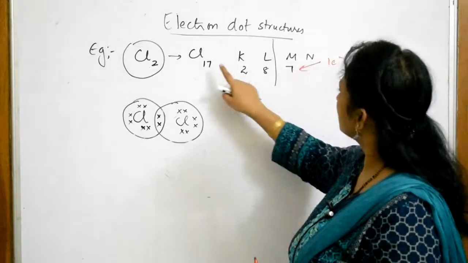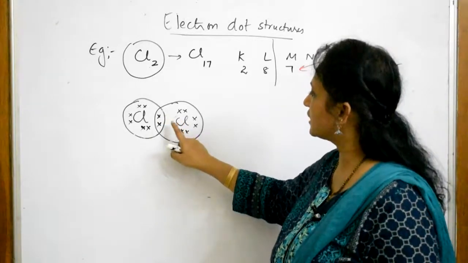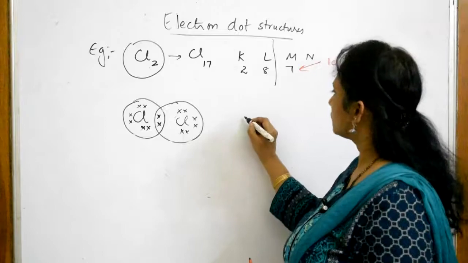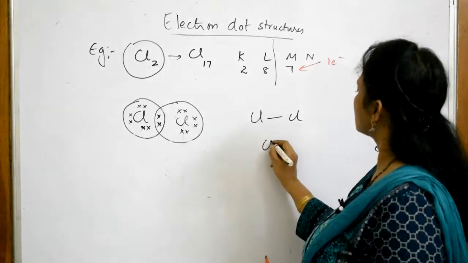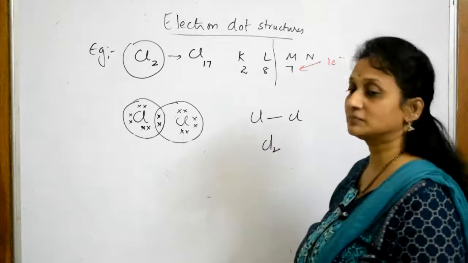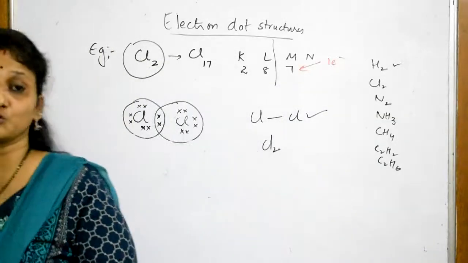So one chlorine has shared 1 electron, 1. This also has shared 1 more, so 2. So what is a bond? It is only a single bond. So chlorine dash chlorine, that is nothing but Cl2. So single bond is the concept now. Right. Let us come and see one more example.